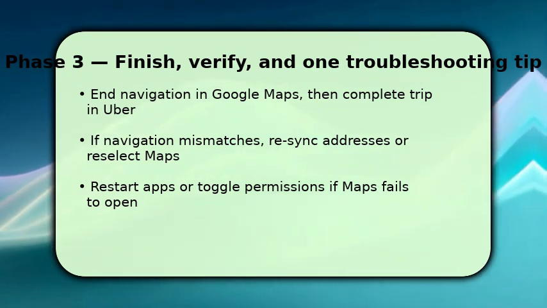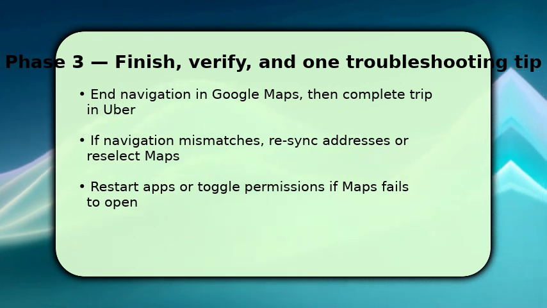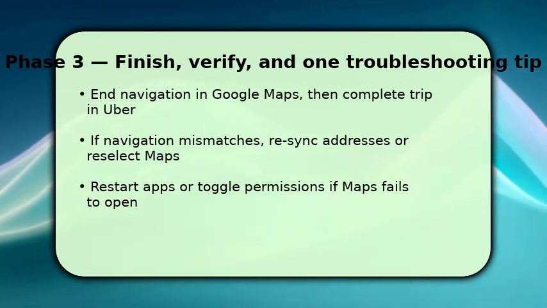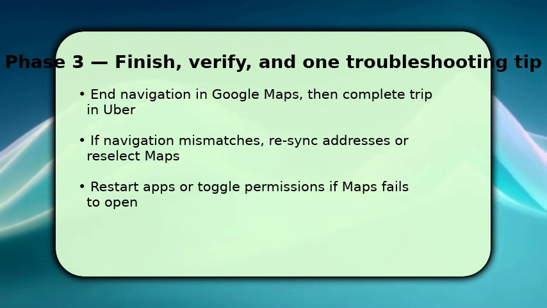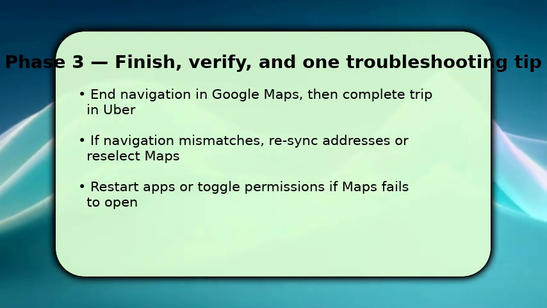If you notice address mismatches, re-enter the drop-off in Uber and reselect Google Maps to resync the route. This corrects geocoding errors.